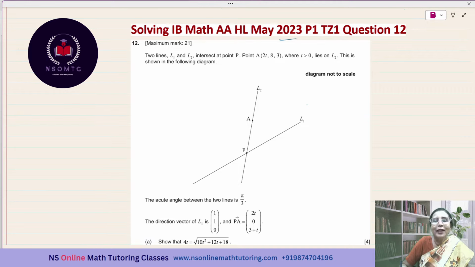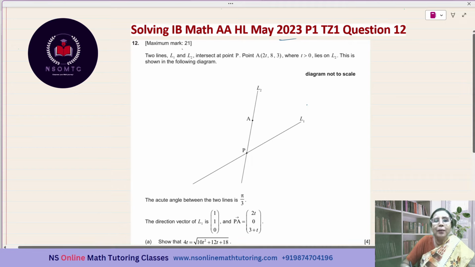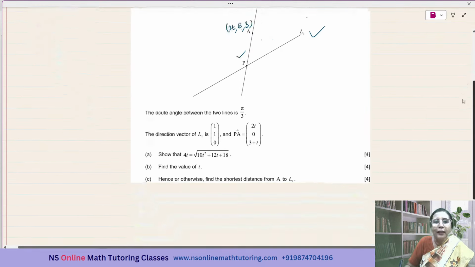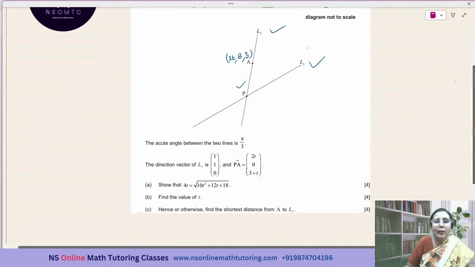So without any further delay, let us start answering question number 12. The maximum mark is 21. The question says two lines L1 and L2 intersect at point P. The point A has coordinates 2t, 8 and 3, where t is greater than 0, and of course A is lying on L2. This is shown in the following diagram. And the acute angle between the two lines is pi over 3. This is the acute angle, so this should be equal to pi over 3.